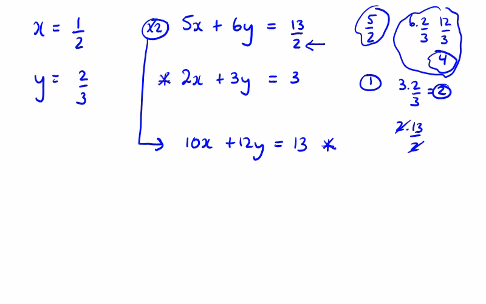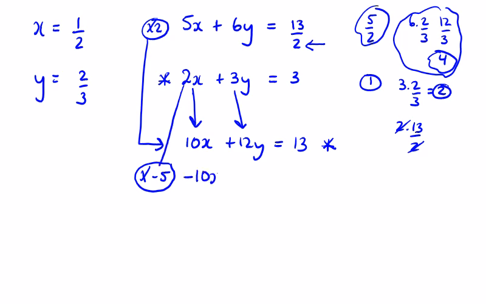How do I get the same number of x's or y's? Well, I can multiply it by 5 to get 10x. That will give me the same number of x's, or I can multiply it by 4 to give 12y. Either one will work. I'm going to choose the x, so I'm going to multiply not just by 5, but by minus 5. So this equation by minus 5.